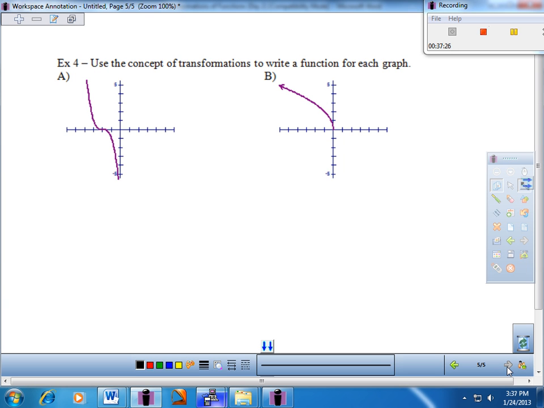All right, let's reverse. So example 4. Use the concept of transformations to write a function for each graph. So first and foremost, I will tell you this one right here is in the cubic family. And you don't have to do this if you don't want to. I'm going to do it up here. Essentially, let's go ahead and sort of draw this in. There we go. So that would be my y equals x cubed, just FYI.